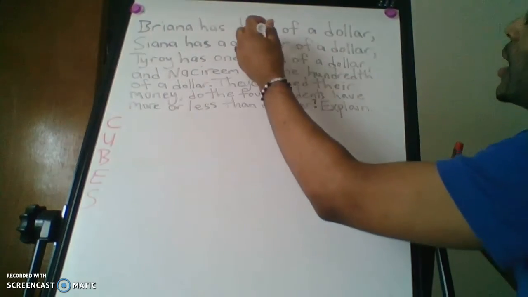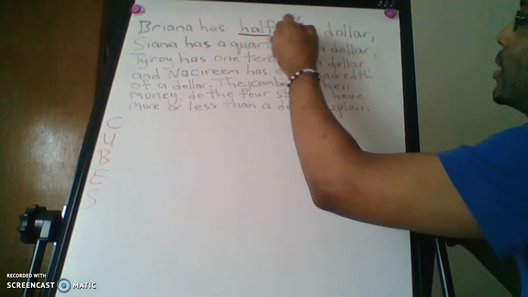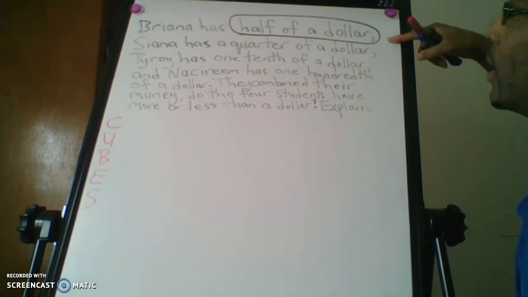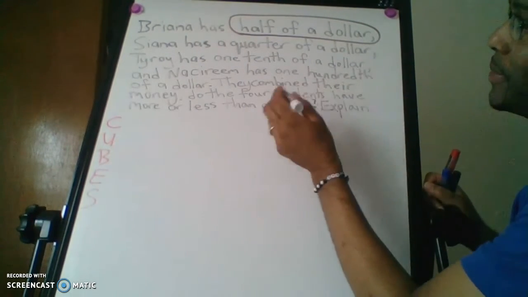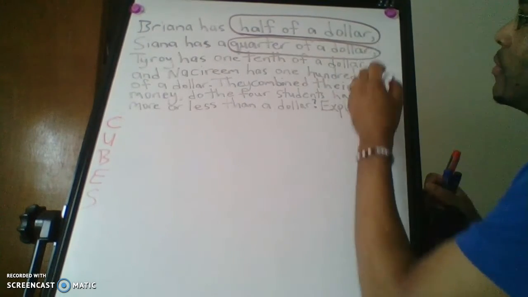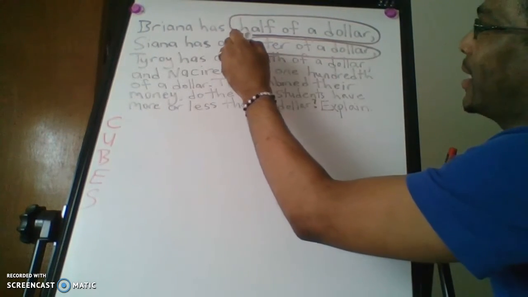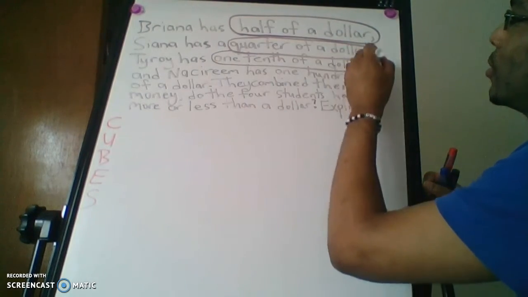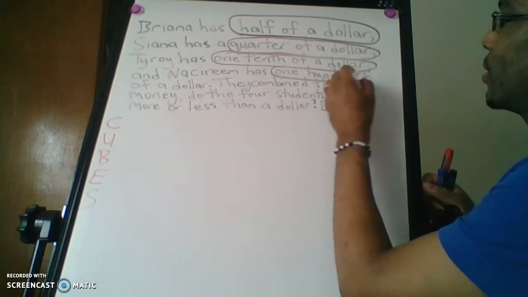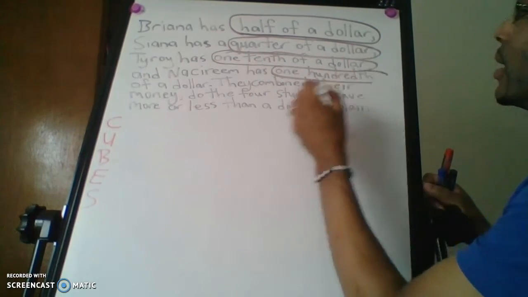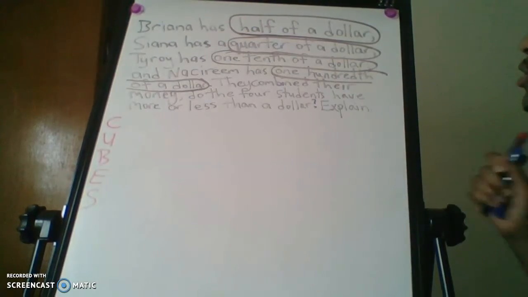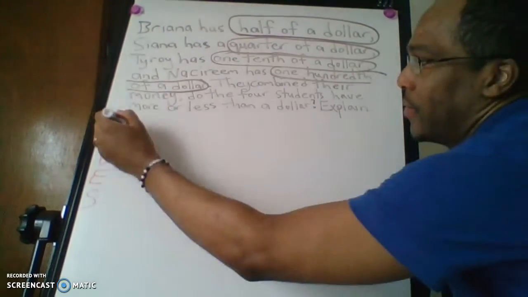So Brianna has how much? Half of a dollar. Now in this case, I'm circling a few phrases. Half of a dollar. Sienna has a quarter of a dollar, and I'm circling quarter of a dollar. Tyroy has a tenth, 1/10 of a dollar. And Nazarim has 1/100. Now I'm going to have to circle this part like this and circle this other part like this. So check.